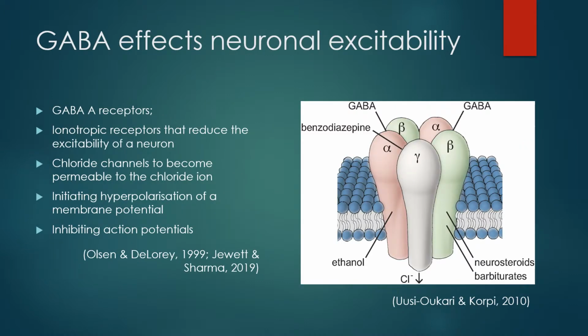Looking into GABA-A receptors, these ionotropic receptors reduce the excitability of a neuron when inhibitory neurotransmitters bind to the receptor. This causes the chloride channels to become more permeable to the chloride ion. As chloride ions are released, this causes hyperpolarization of a membrane potential. This initiates inhibitory postsynaptic potentials, therefore inhibiting action potentials. However, certain medications may alter the activity of these GABA-A receptors, such as benzodiazepines.